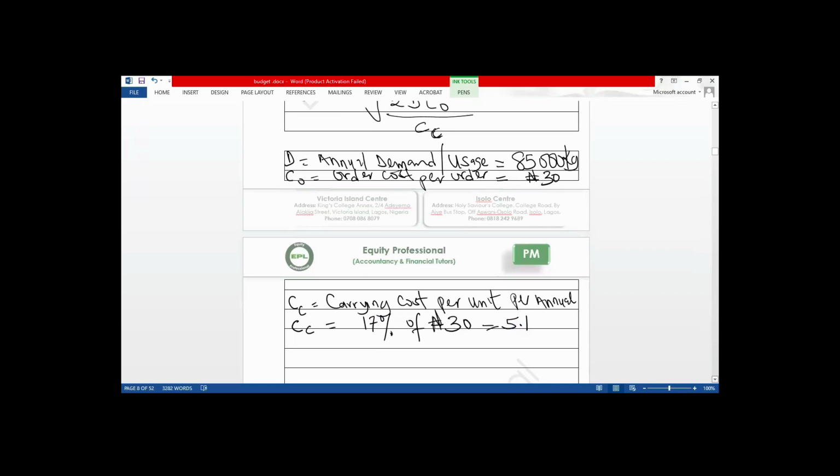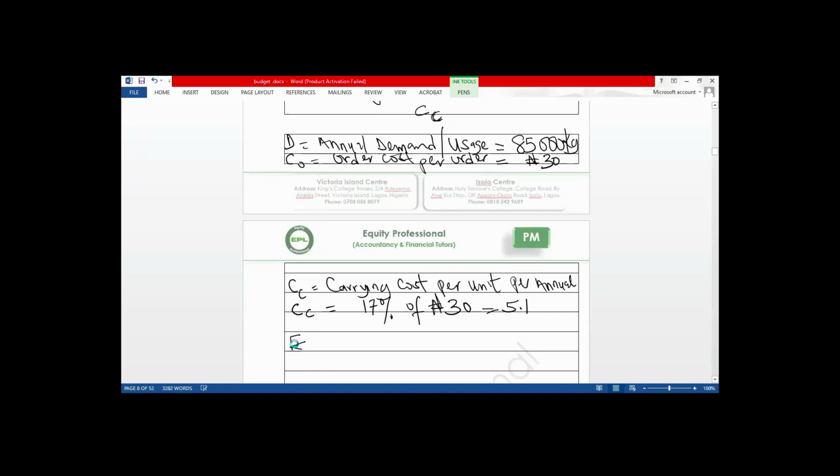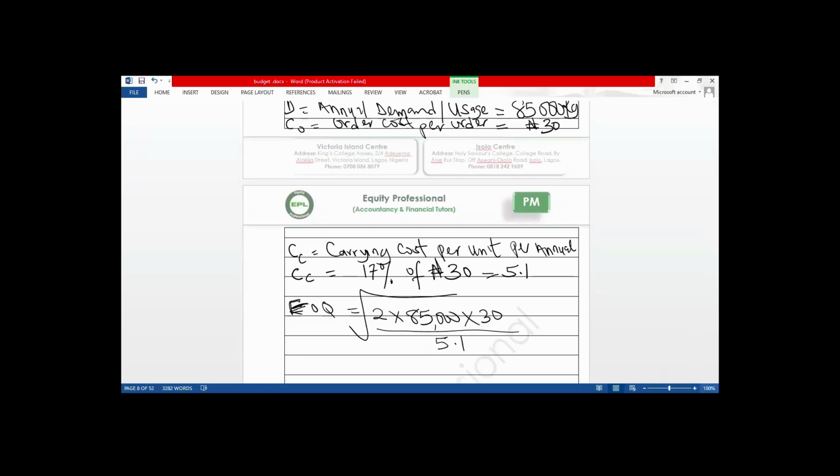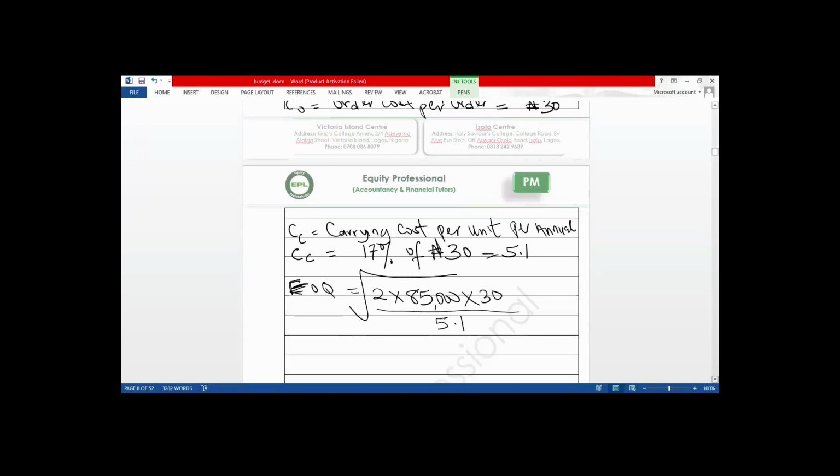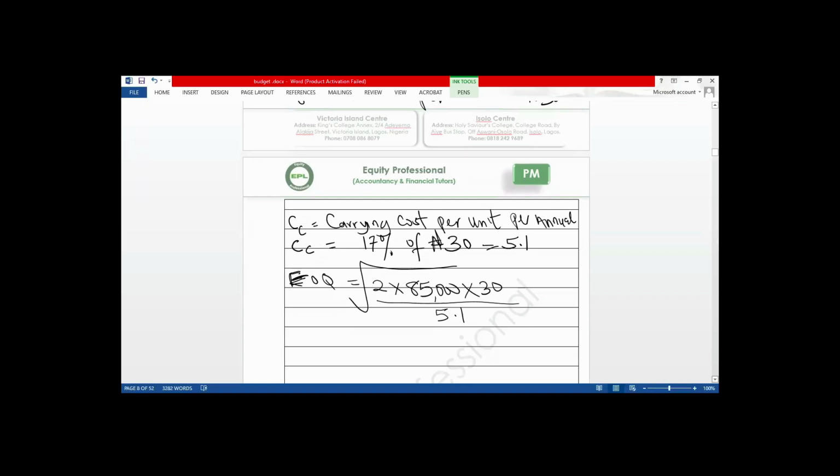You can now calculate your EOQ, economic order quantity, which is equal to the square root of 2 multiplied by 85,000 multiplied by 30 divided by 5.1. Please calculate your economic order quantity. 1 million. That is the quantity that will minimize your cost. What do you have, sir? Square root of 1 million. That gives me the final answer. 1,000.